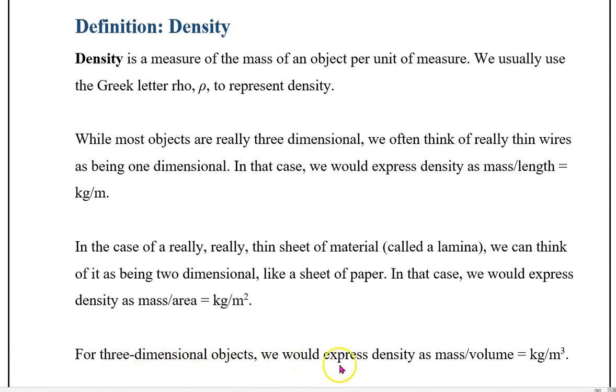For three-dimensional objects, we typically express density rho as mass per unit volume, often kilograms per meter cubed, or even grams per centimeter cubed. In other words, it depends on the object you're talking about as far as how we're going to measure the density. For a string or a thin wire, we'll measure it in mass per unit length. For a flat two-dimensional surface, like a lamina, which is often thought of as infinitely thin, we'll measure it as mass per unit area. For a three-dimensional object, which is most of what exists in the real world, we'll think of it as mass per unit of volume.